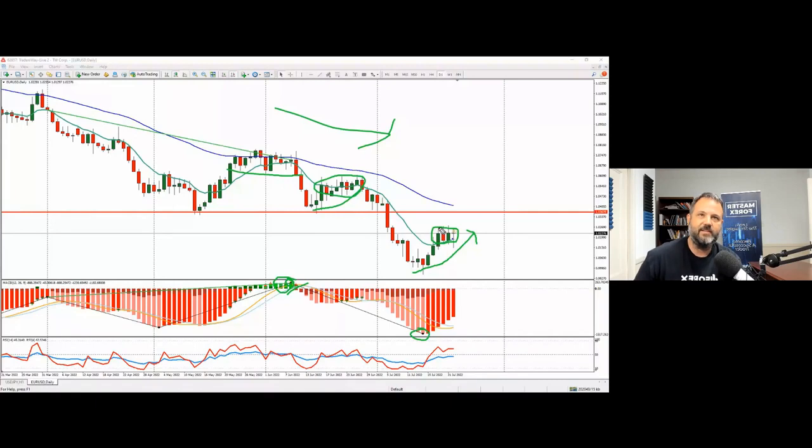So if we break this, we're probably going to hit up here. We've got this moving average. We've got this, right? And so how do we enter this trade? Well, we go to a lower time frame. We wait for a level to break. We wait for the indicator and we make it happen, okay? So then step number three. Step one was the trend. Step number two is the current market condition.